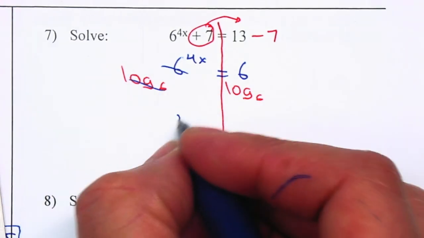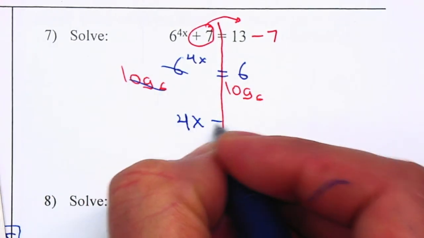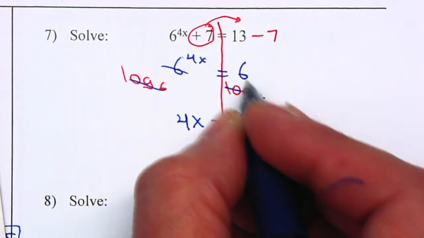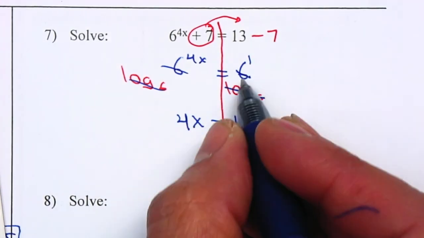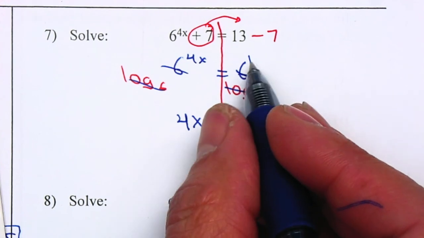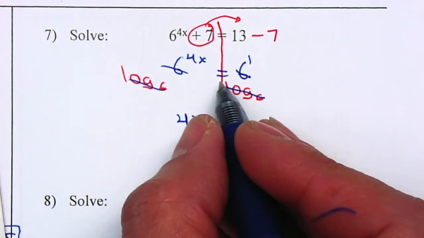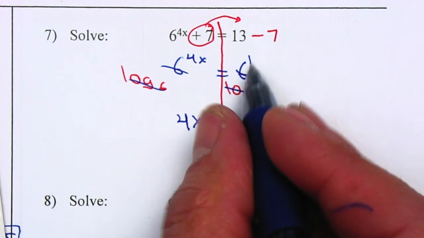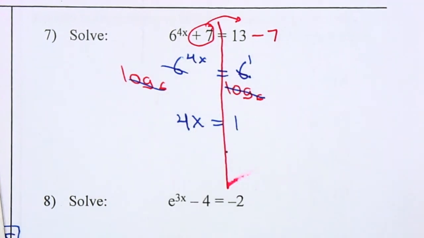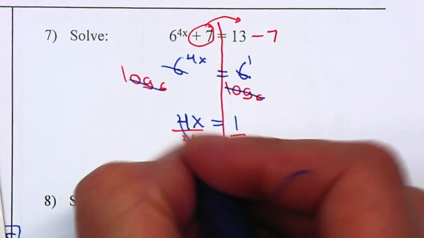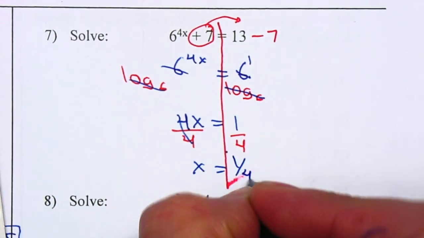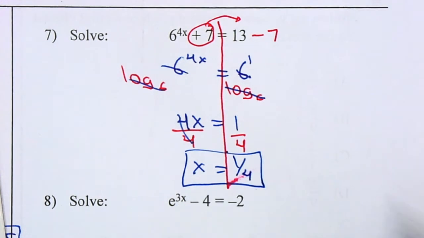This cancels. Now I have 4x is equal to. This cancels as well. So we're just left with the exponent of 1. Remember, there's no exponent for the 6, it automatically has a 1. So when you cancel the log base 6 of 6, we are left with the exponent. Now we can divide by 4. That will cancel. x is equal to 1 over 4. That will be my solution.